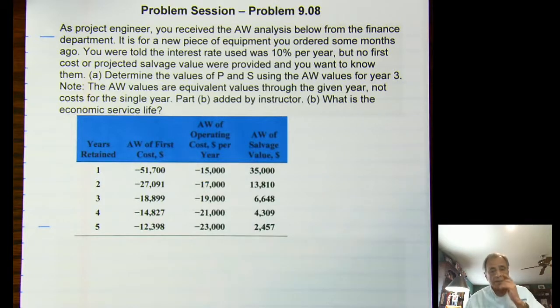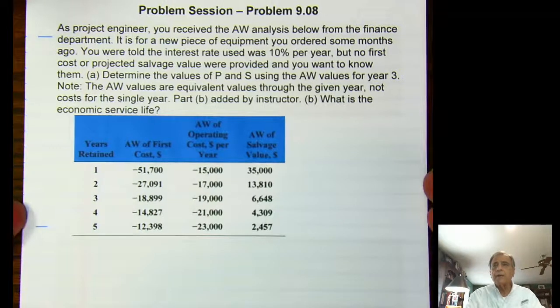I added part B because I wanted to give a little more information on economic service life, which is the number of years to keep an asset to minimize your annual cost or to maximize your annual revenue. Usually it's a cost thing. So we'll look at both parts. First, we'll start with part A.